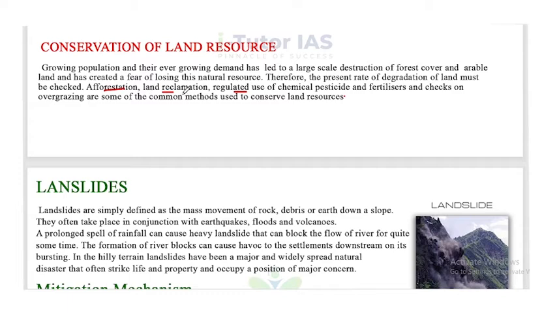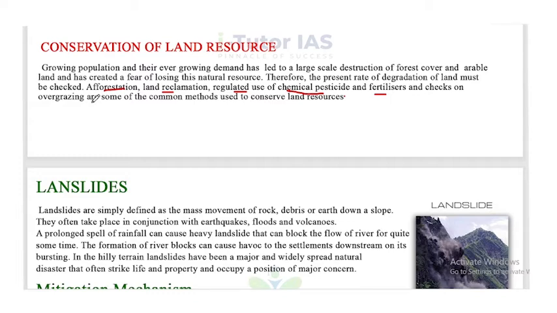And land reclamation, regulated use of chemical pesticides and fertilizers, because these can harm the soil. These pesticides and fertilizers harmfully affect the soil and lower the soil fertility. And overgrazing. These are some common methods used to conserve the land resources.